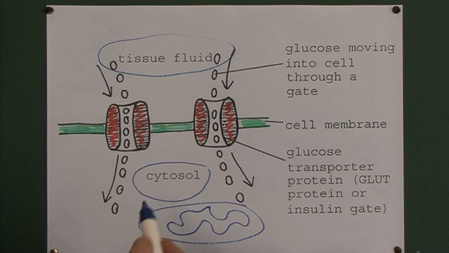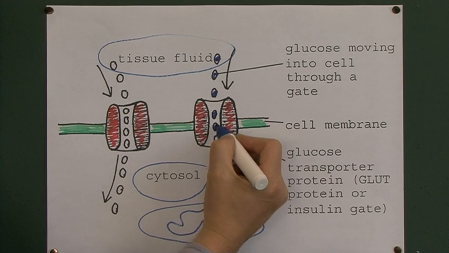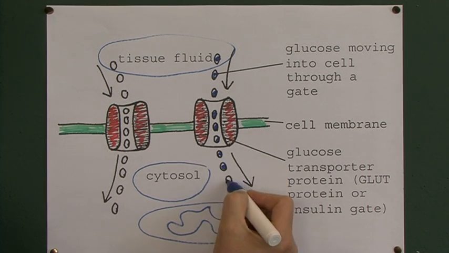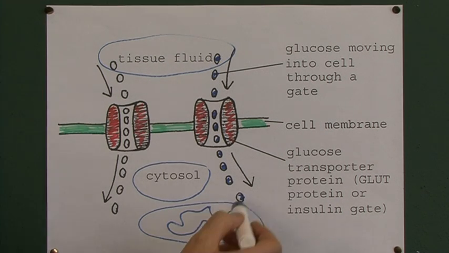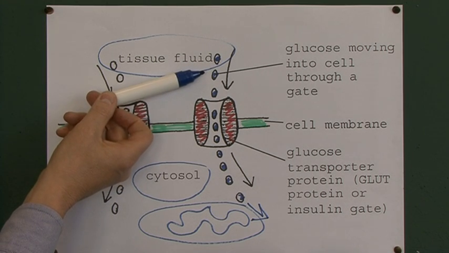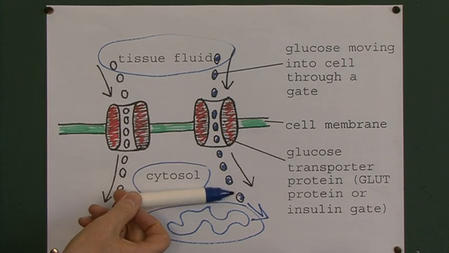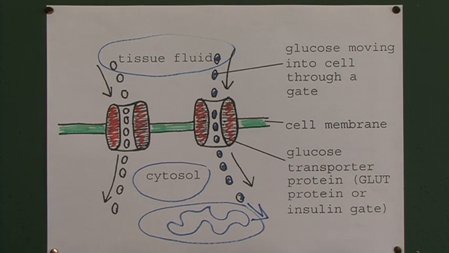And here we see the glucose molecules taking advantage of the open passage from the tissue fluid into the cytosol to pass through to the mitochondria where they can be used. And of course, the more glucose molecules that pass from the blood and tissue fluid into the cytosol of the cell, the lower the level of glucose in the blood and tissue fluid will be, illustrating one of the hypoglycemic actions of insulin.